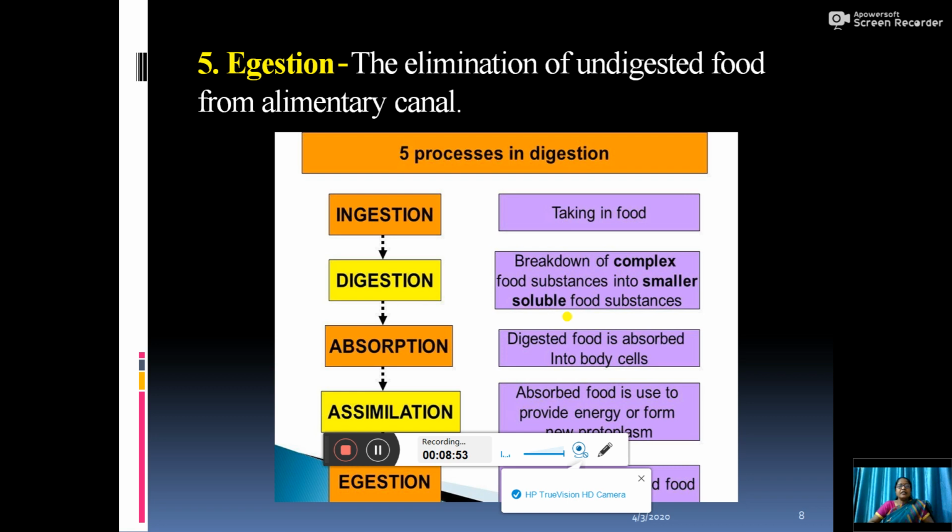So again, you see the process of digestion in short: first, ingestion, that is taking in food. Second, digestion, breakdown of complex food substances into smaller soluble food substances. Third, absorption. Digested food is absorbed into body cells. Fourth, assimilation. Absorbed food is used to provide energy or form our protoplasm. And the last is egestion. The waste materials come out from the body.